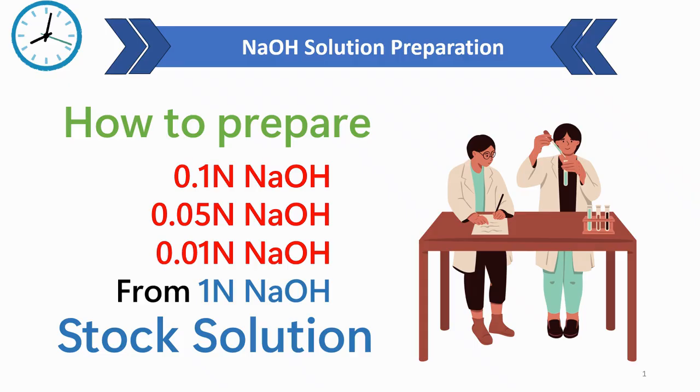In today's video, we will learn how to prepare 0.1 normal, 0.05 normal and 0.01 normal sodium hydroxide solutions from a 1 normal NaOH stock using simple dilution and calculation. So let's get started.